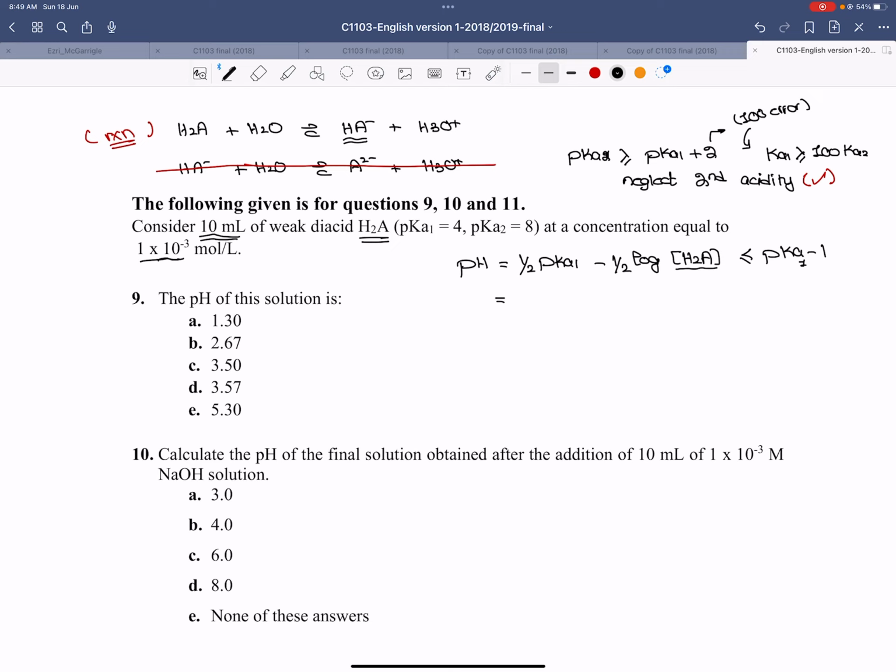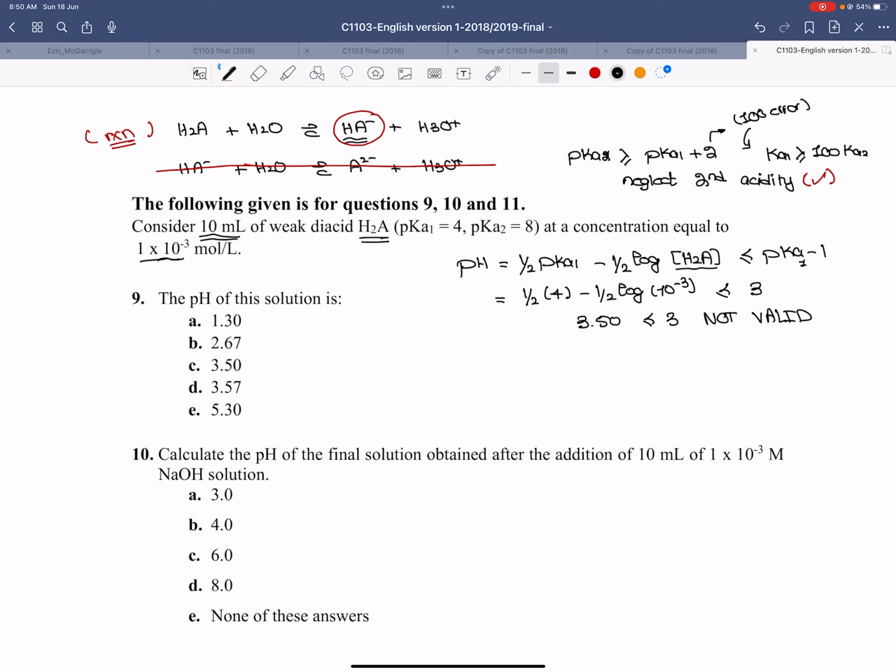So based on this, it's half pKa1, which is 4, minus half log 10 negative 3, less or equal than, what is it? 4 minus 1 is 3. The answer of this one is 3.50. Is it less or equal than 3? No, this is not valid. It means you cannot neglect the concentration of HO minus. The concentration of HO minus in your system is substantial.